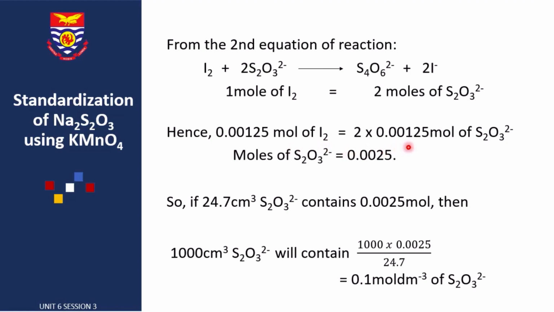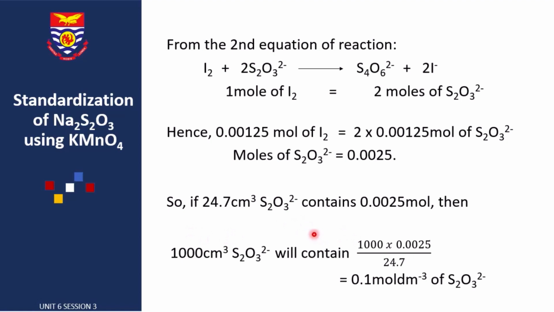If we know this, then we should note that this is the number of moles in the measured volume, or in the volume of the B used. That is the burette content. So this will be the number of moles contained in the 24.7. But we are to find the number of moles in 1000 cm cubed. So if 24.7 contains 0.0025, then 1000 will contain what?